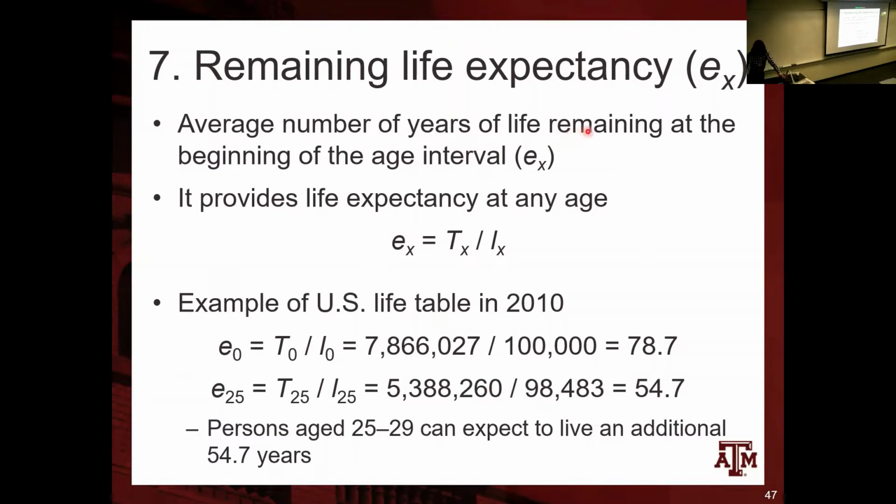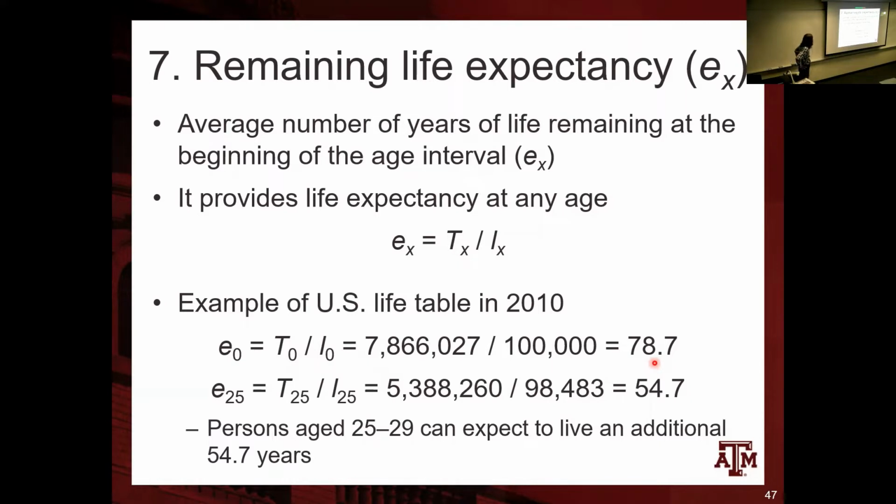And then the life expectancy, or the most appropriate name, remaining life expectancy, or average number of years of life remaining at the beginning of that specific age group. For each one of the rows, you get the value of the Tx and divide by the little lx. So for example, for that life table, the life expectancy at birth is the T0 divided by the little l0, 78.7. And the e25 is 54.7.